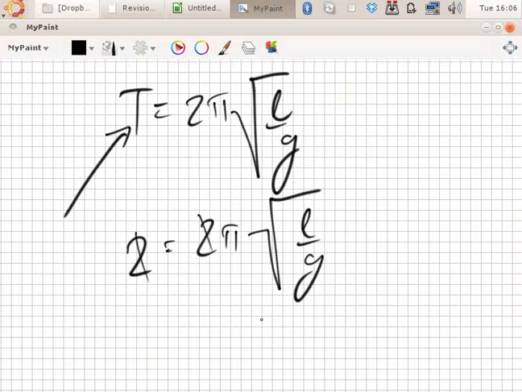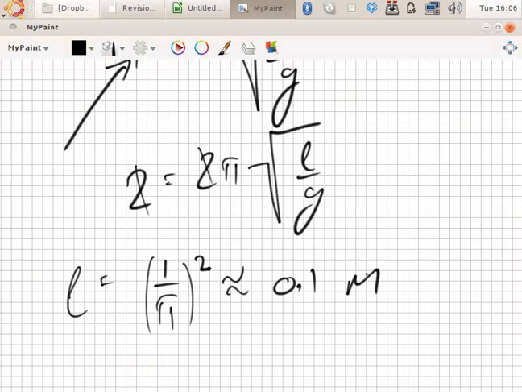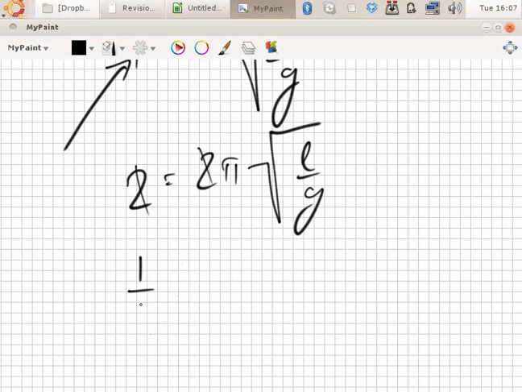1 over pi squared. That's the L, isn't it? So 1 over pi squared equals L over G. I can bring the G up, so it's just going to be G over pi squared. That's roughly 1 meter, should be a little bit less than 1 meter, like 0.99. So L equals 0.99 meters.